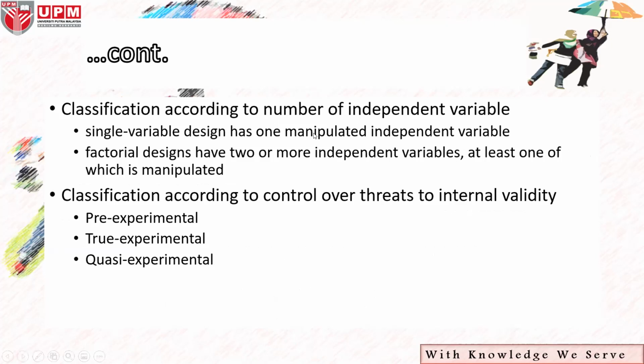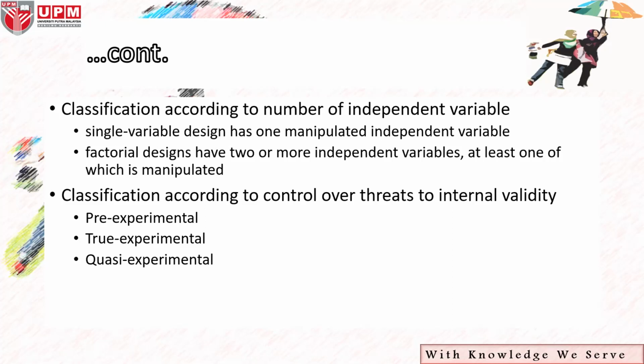Okay, so we make classification according to the number of independent variables. If you have a single variable design, you have one manipulated independent variable. For example, you want to test trainer effectiveness, so you change the trainer. Single saja, satu benda je. Dalam kajian you ada satu IV, dan you change the setting. Dia punya apa tu, your instructor for example.